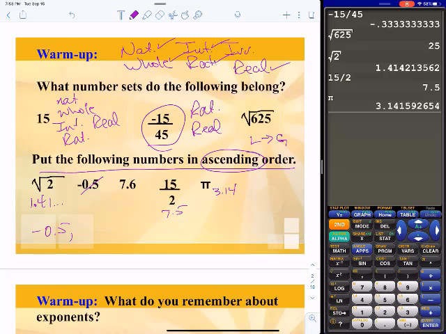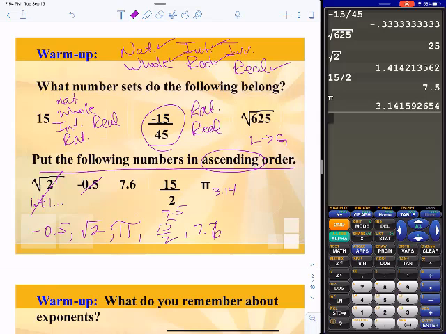Which one's next? The square root of 2. Okay, so that one's out. And then out of these last three, which one's next? Pi. Okay, and then the 15 over 2. And then, of course, the 7.6. Okay, and that's how we put those in order.